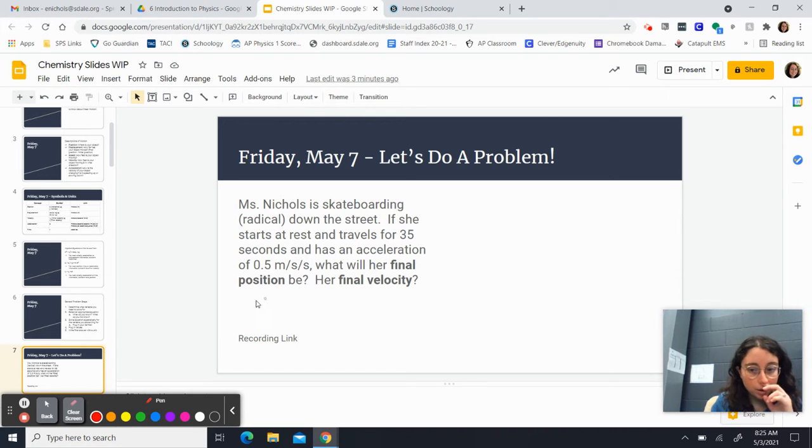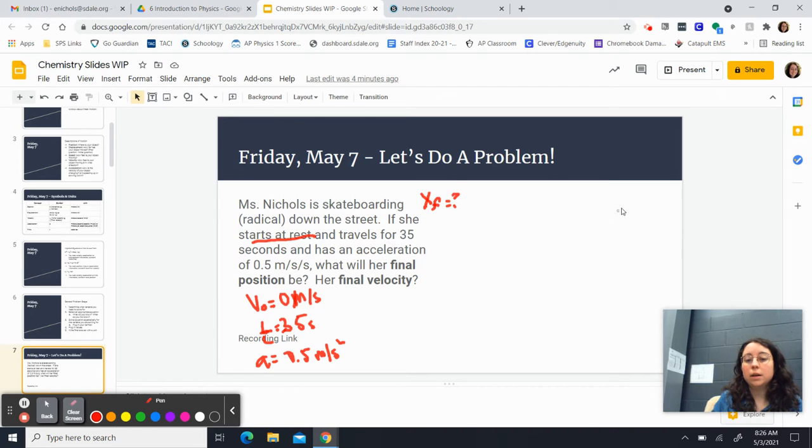Whenever I do a problem, I always start off with writing the values for what I already know with their symbols. It says right here that it starts at rest. So that to me means that V naught, my initial velocity, is 0 meters per second. It also gives me a time of 35 seconds. That's a T, I promise. It also gives me an acceleration value, which is 0.5 meters per second squared. What we're looking for is our final position and our final velocity.